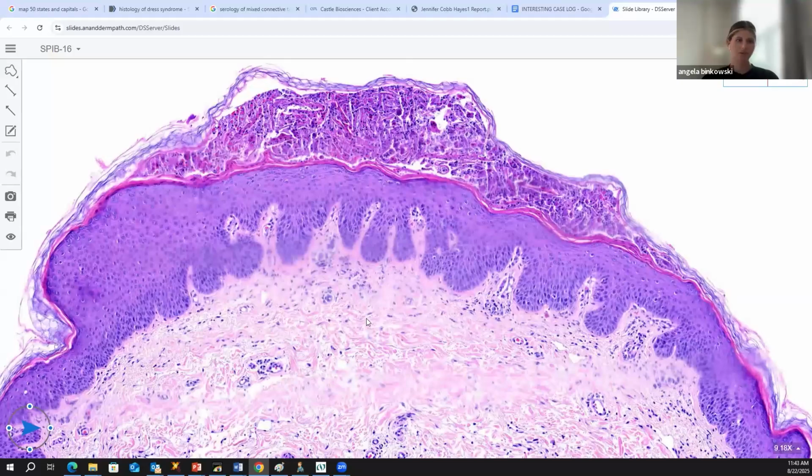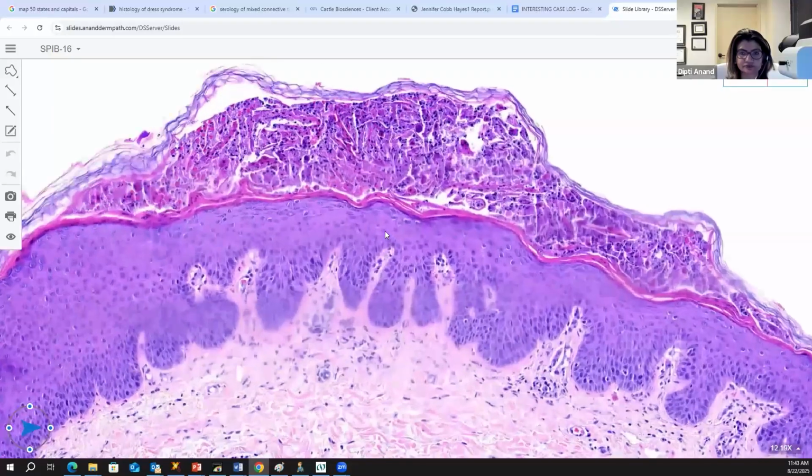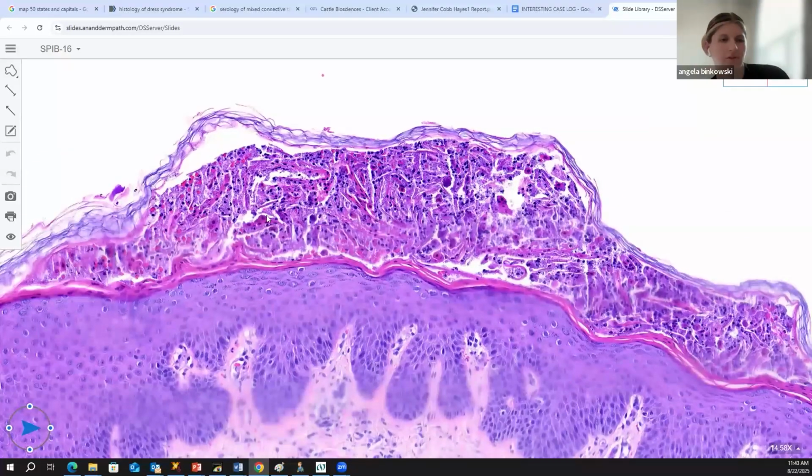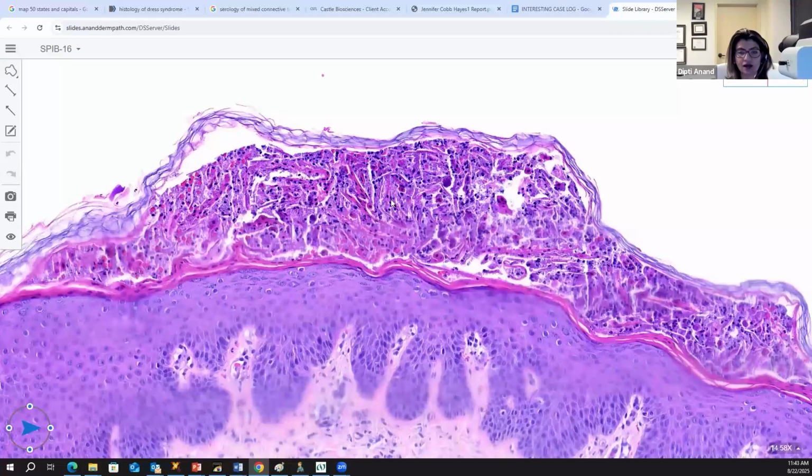I can go for this one. So we have a subcorneal blister, it looks like. And when we talk about subcorneal blisters, we look for a couple of different things like tinea or impetigo, but the epidermis looks actually pretty thick and acanthotic. And when you zoom in on the blister, it looks like it has neutrophils in it. Also it looks like there's a stratum lucidum layer maybe, but I was thinking that this was pustular psoriasis.